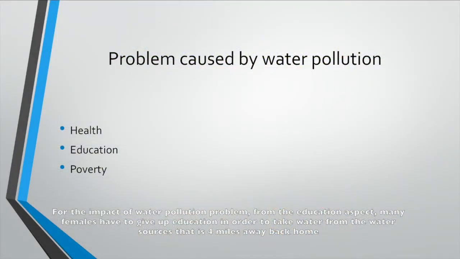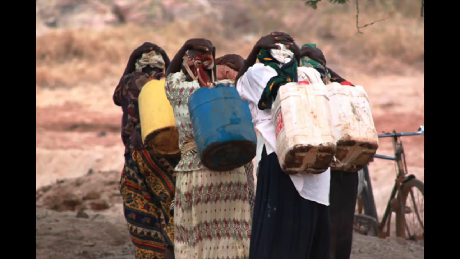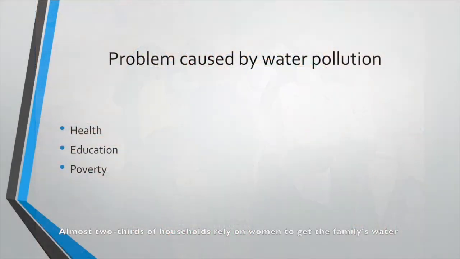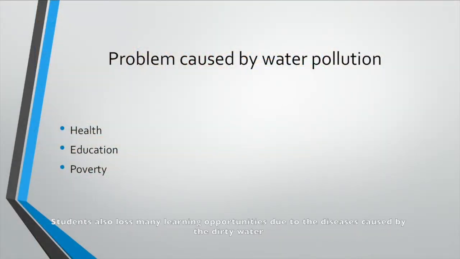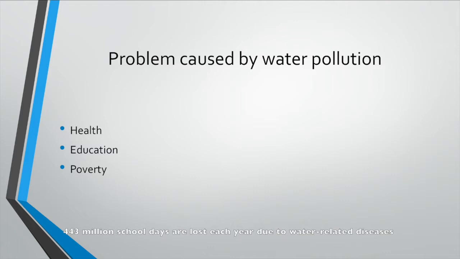For the impact of the water pollution problem, from the education aspect, many females have to give up education in order to take water from water sources that are 4 miles away from home. Almost 2/3 of households rely on women to get the family's water. Students also lose many learning opportunities due to disease caused by dirty water. 443 million school days are lost each year due to water-related diseases.